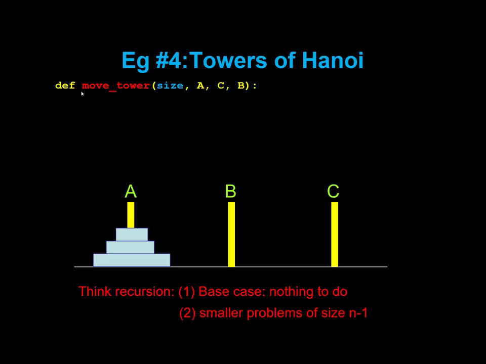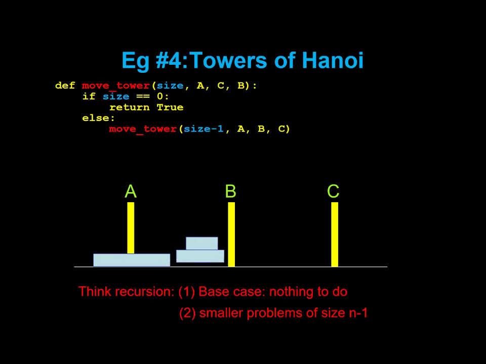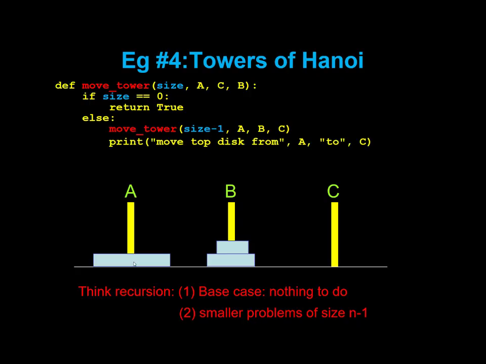Let's see the code. Define move tower size from A to C with B as the intermediary. If the size is 0, this is the base case, meaning that there's nothing to do and we just return true. Otherwise, we have to do the work. First, we move the n-1 disks from A to B using C as the intermediary. As to how this is done while obeying the rule and moving disks one at a time, we leave it to the recursion. With this statement completed, we see that C is still empty and A is left with only the largest disk. So we can then move the disk from A to C.